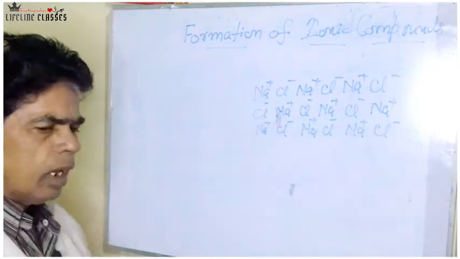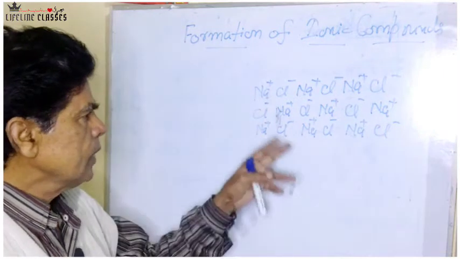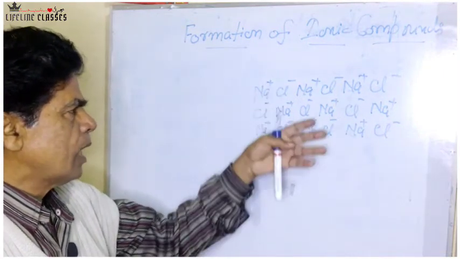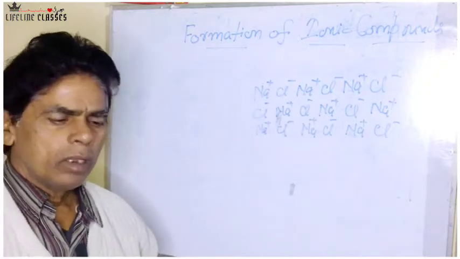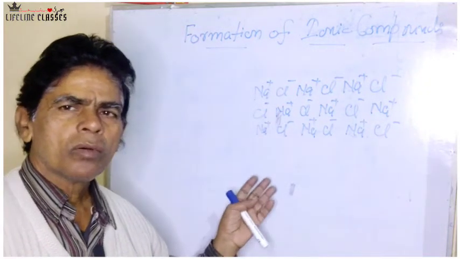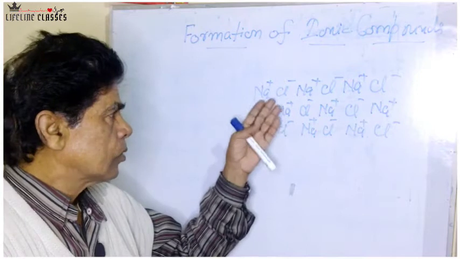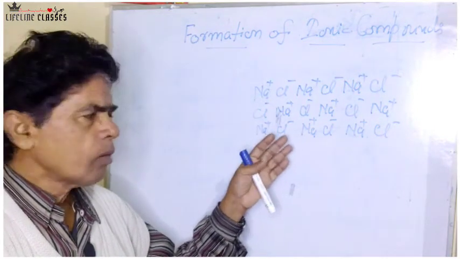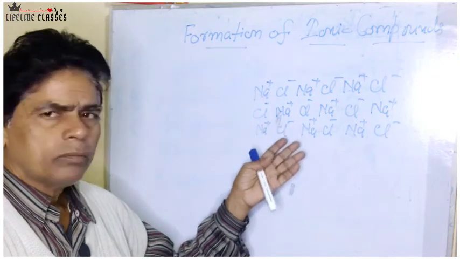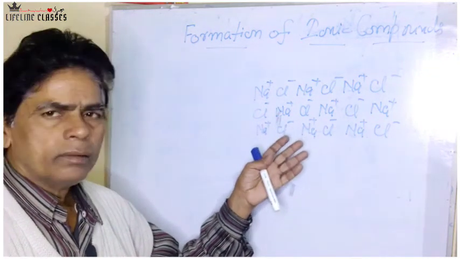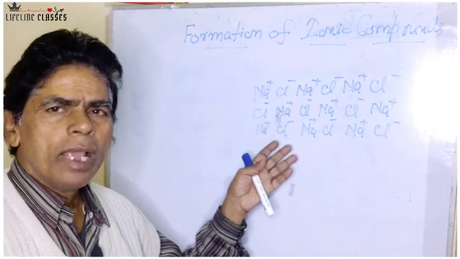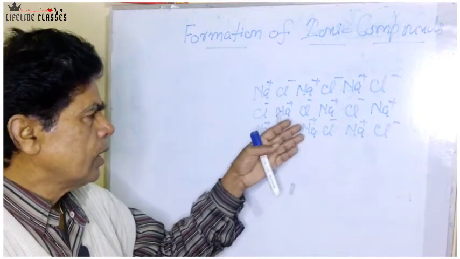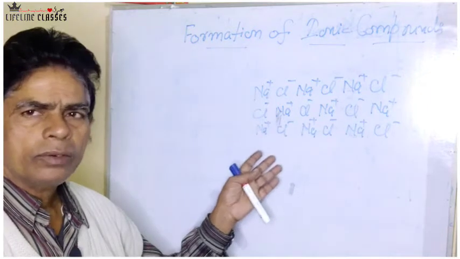So there is an alternate arrangement of Na+ and Cl−. When an enormously large number of chloride and sodium ions are arranged, forming a huge collection of Na+ and Cl− ions, this collection will give you a crystal lattice.